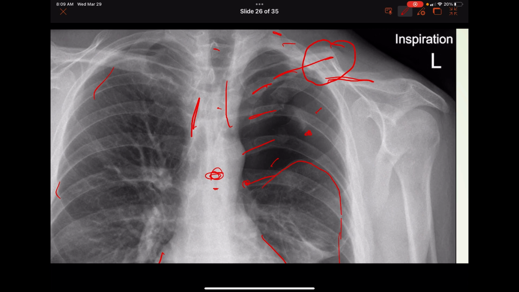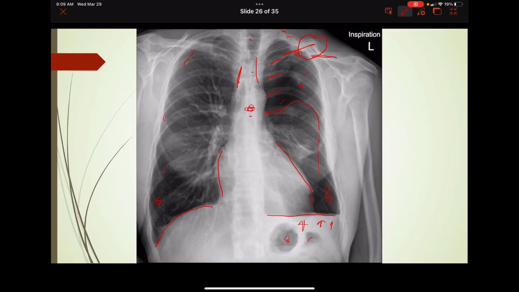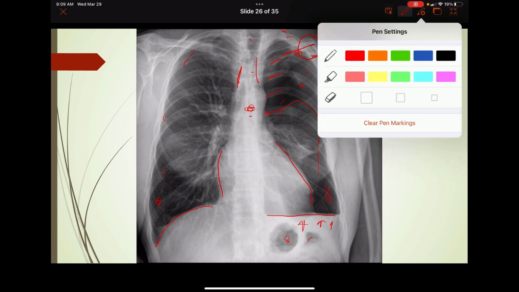I just want to peek at these ribs again up here. Looks like it might be one right there. So yeah, this patient needs to be fixed. Needs a chest tube.